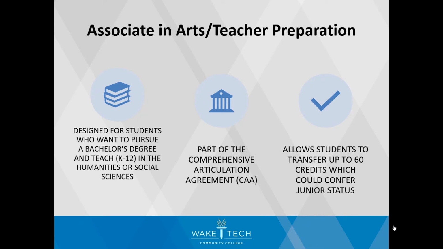This program, the Associate in Arts and Teacher Preparation, requires the students to complete 60 credits here at Wake Tech, and then the students are able to apply for admission as transfer students to the college that they have chosen, and then eventually take their step into the College of Education within that college.